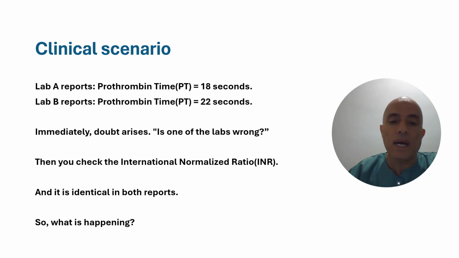Consider this clinical scenario where we take the same blood sample and we send it to laboratory A and laboratory B. The prothrombin time from laboratory A came 18 seconds, but the prothrombin time for the same blood, as I mentioned, came from laboratory B with the result of 22 seconds. Immediately, doubt arises. Is one of the labs wrong? Then you check the international normalized ratio, and it is identical in both reports. So, what is happening?